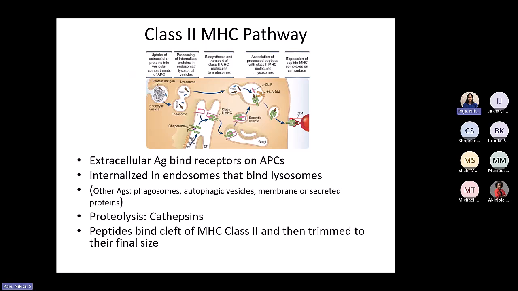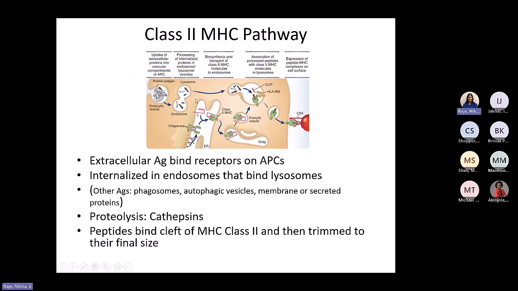And so when it cuts up that protein into peptides, those peptides are specifically cut in a way that they will have specific properties which will help them in binding to the MHC cleft.